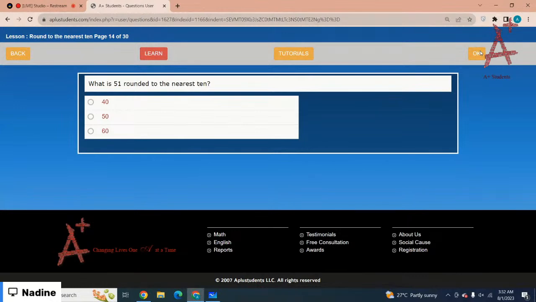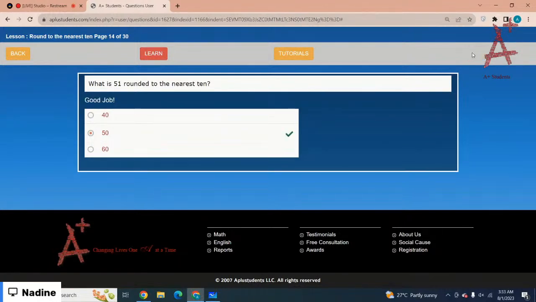What is 51 rounded to the nearest 10? Which is the correct option? The correct option is 50 because 1 is less than 5, so it would be rounded off to 50.